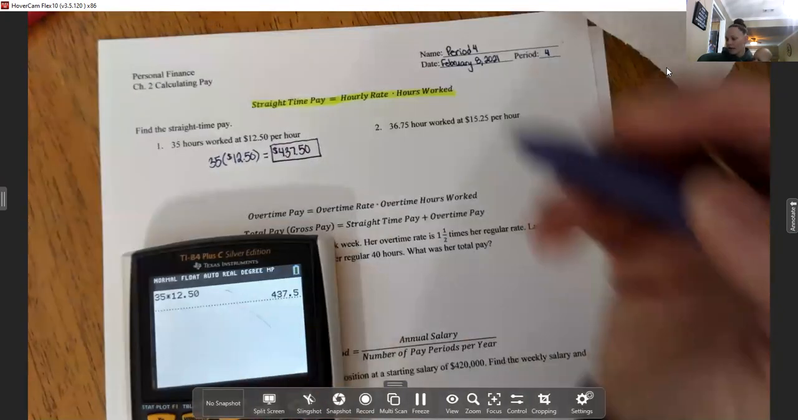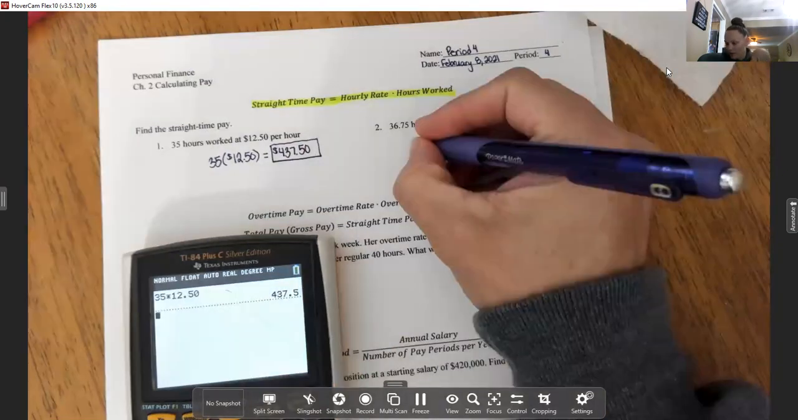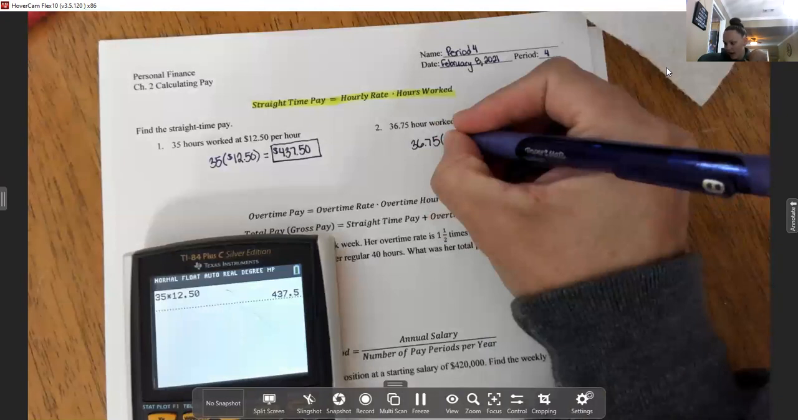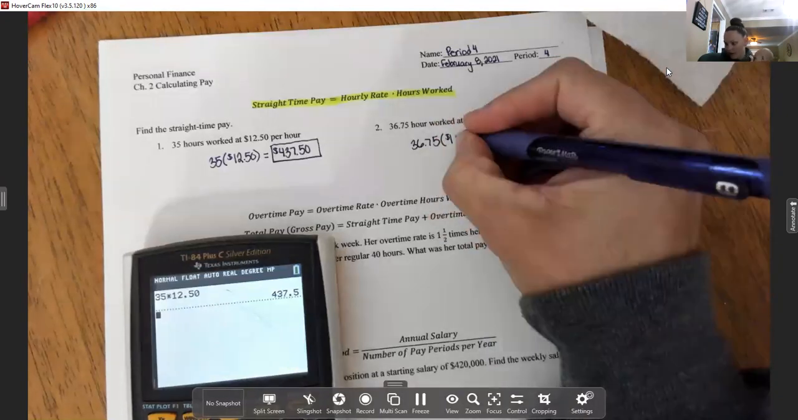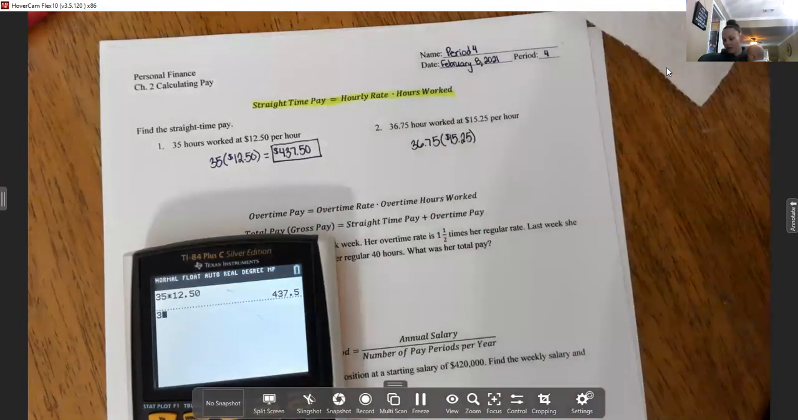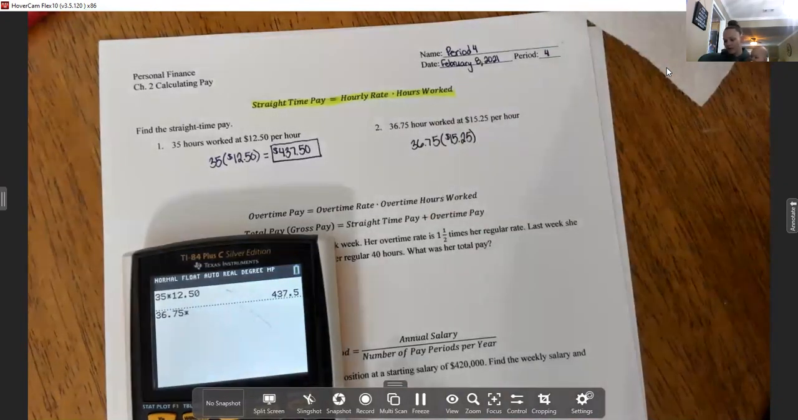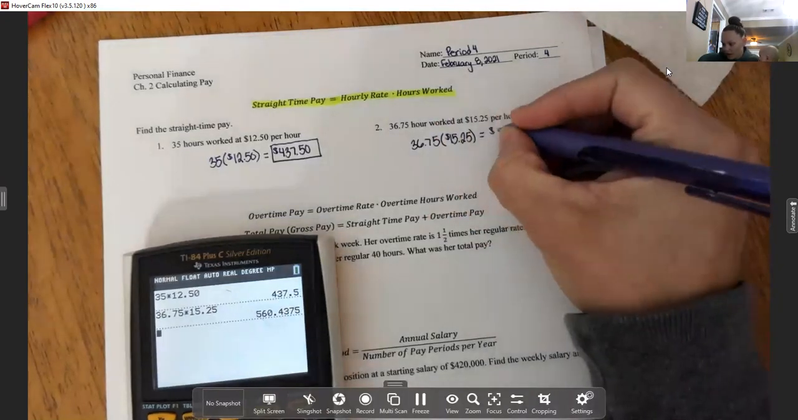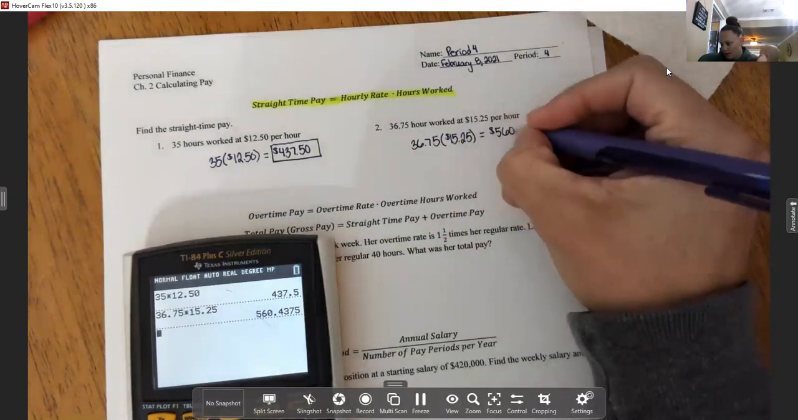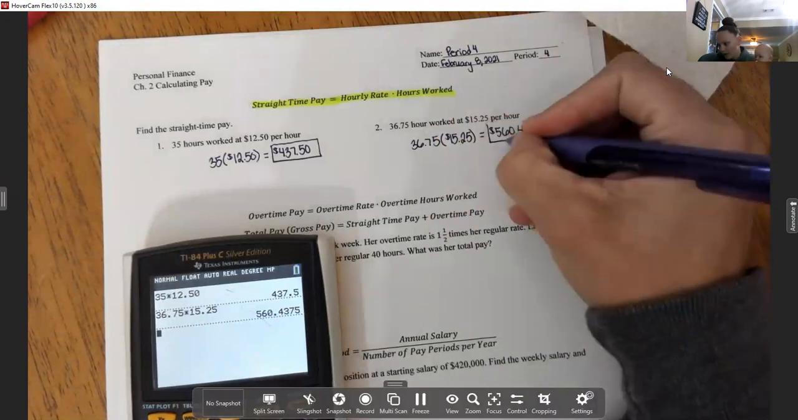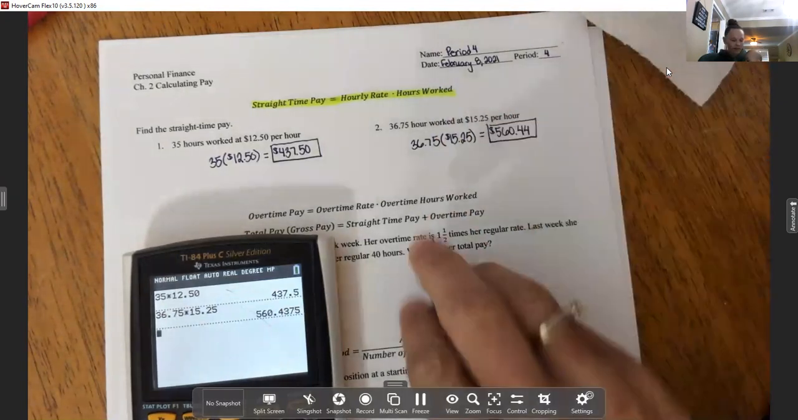Number 2, same idea, 36.75 hours worked at $15.25 per hour. So we're just going to multiply those two. 36.75 times 15.25. So that's $560.44. Notice after the 3 on my calculator was a 7, so I rounded up.